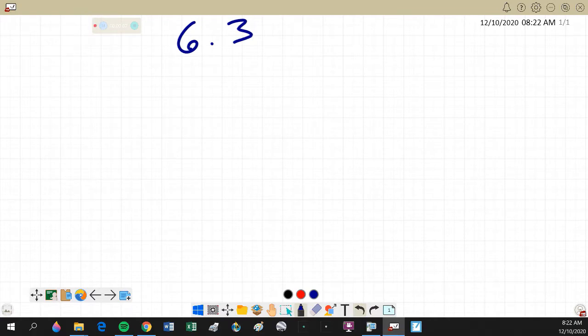6.3. We are starting what is called systems of equations. And in this class, we're only going to do systems of linear equations. So we've spent a lot of time graphing lines, looking at the graphs of lines, solving linear equations. Now we're going to include two equations at the same time. So let me pull up our ALEKS assignment.